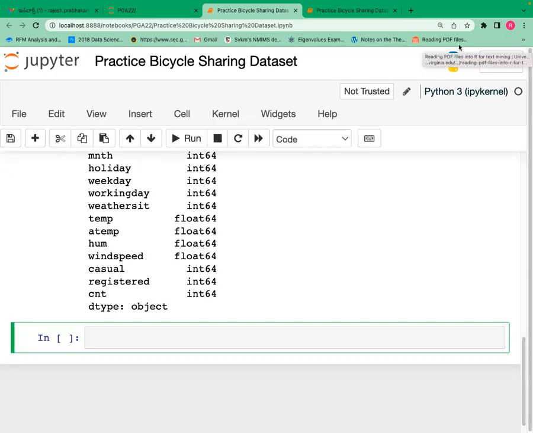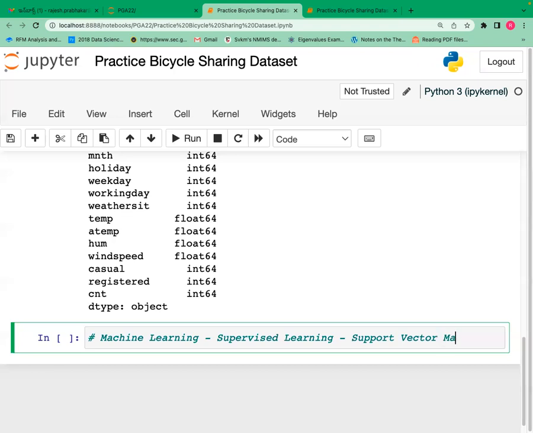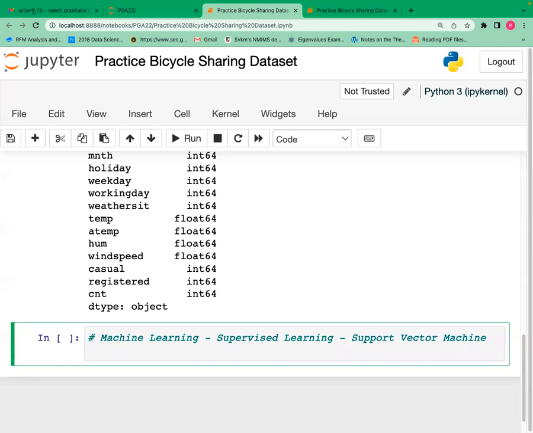We are done with our tree-based model. Now we are going to go into other models. One of the popular models we use is the support vector machine. In machine learning, supervised learning, support vector machine, SVM.